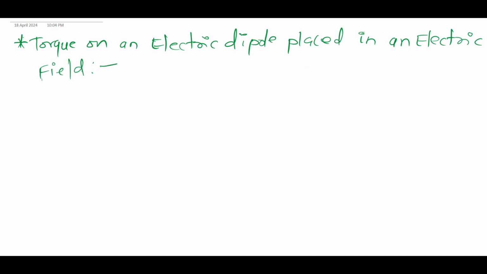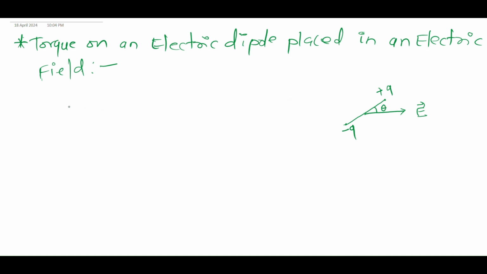Okay, so for this let's consider that a dipole consisting of minus q and plus q charge is placed in a uniform electric field. So this is the electric field direction. The dipole is placed in a uniform electric field of magnitude E, and at an instant, say the dipole moment is making an angle theta with the electric field vector.